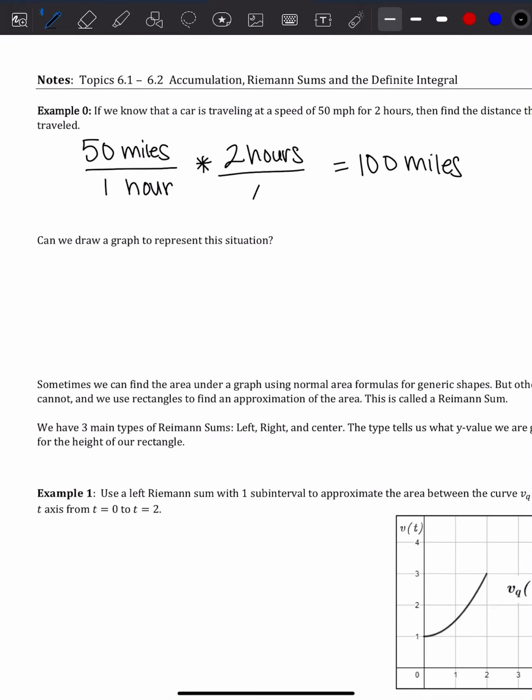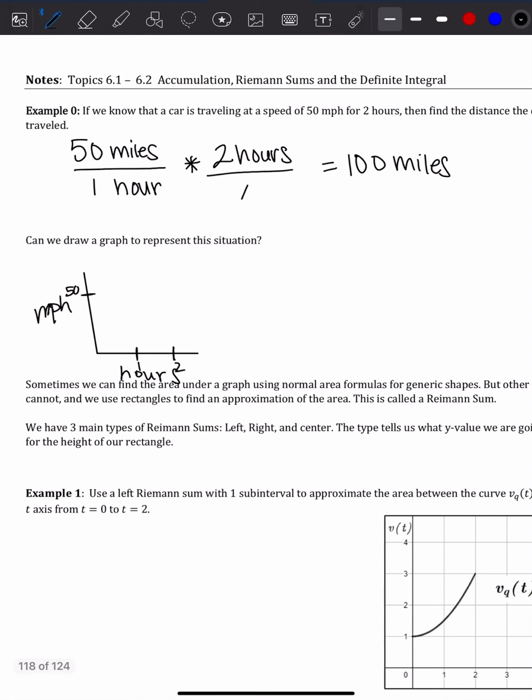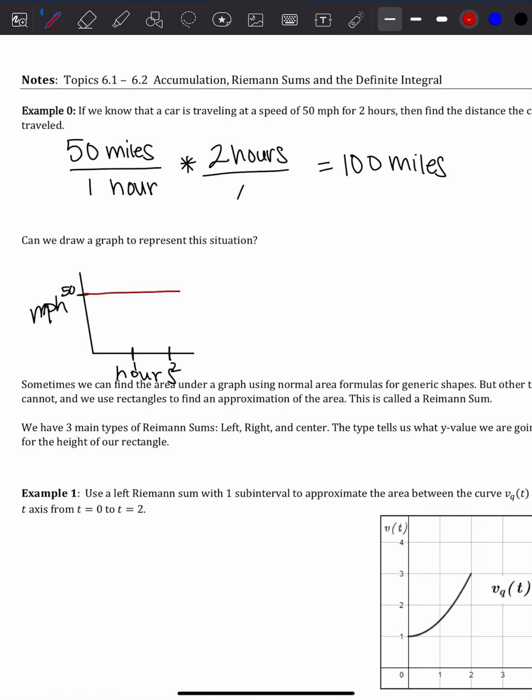And if we were to look at this, can we represent it in a graph? So if we think about what's going on, we have our two pieces of information here, miles per hour, how fast we're going, and how long we are going for. So this is going to be hours. This is going to be mph. I'm going to make this 50 up here. We have 1 hour, 2 hours. So if we were to draw a graph of what our problem looks like, we were going 50 miles an hour for 2 hours. So we have a straight line here across, ending right at 2 hours here.